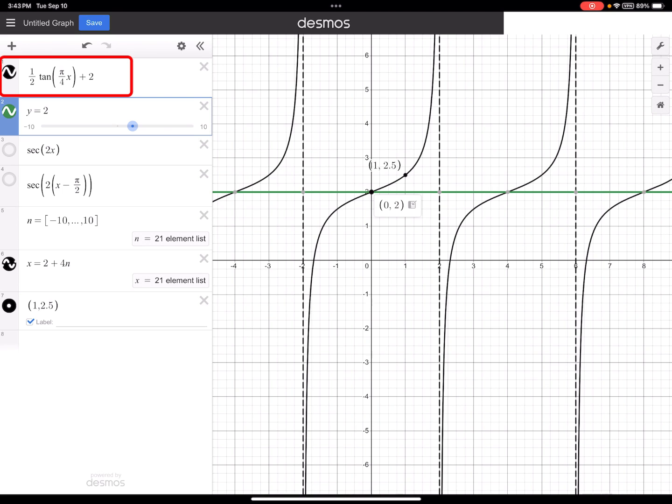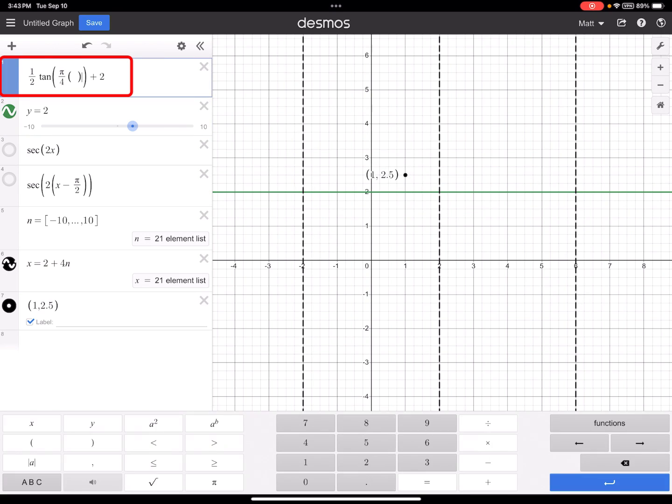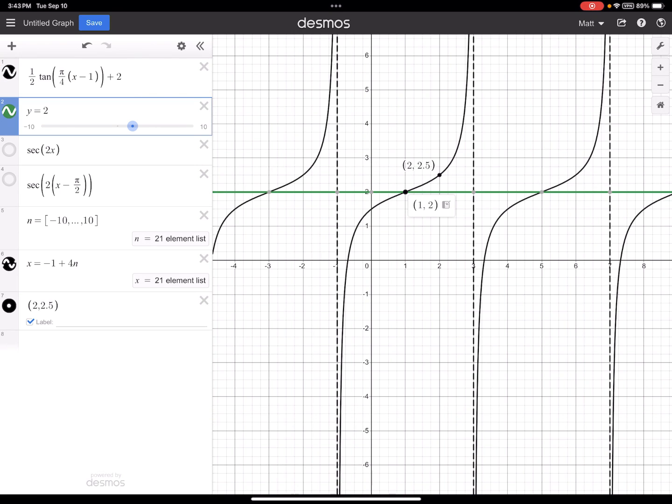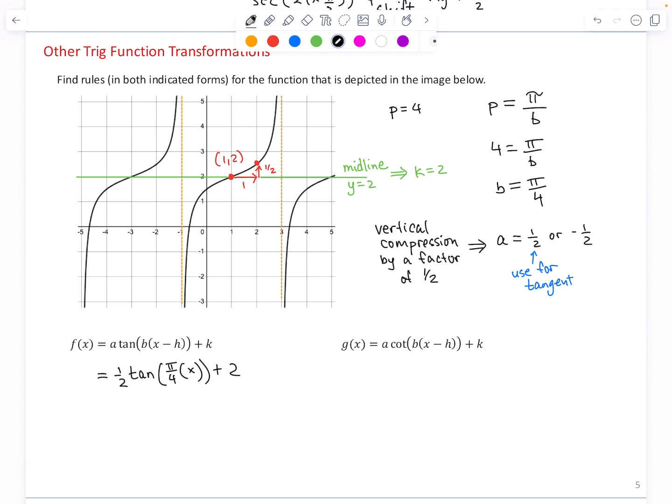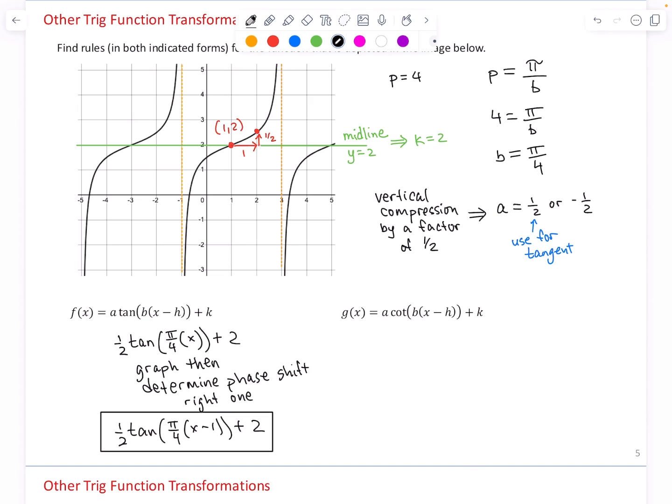And to do that, we replace the x with parentheses and x minus 1 in those parentheses, and then I shifted my asymptotes and my points over, and now we have the graph that we are looking for. So we graphed this without a phase shift, and we determined that a phase shift to the right 1 was appropriate, so that x becomes x minus 1. Now let's do something similar with the cotangent.